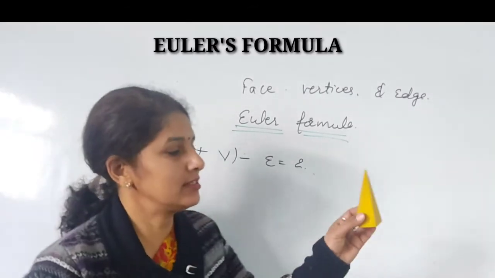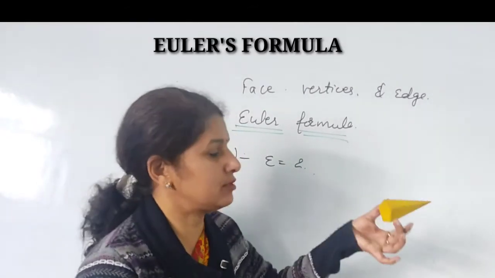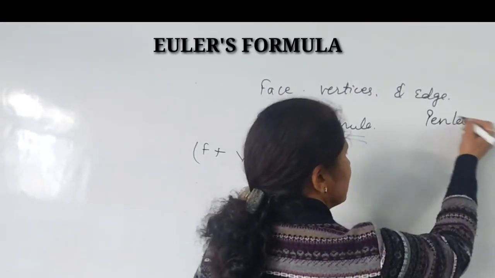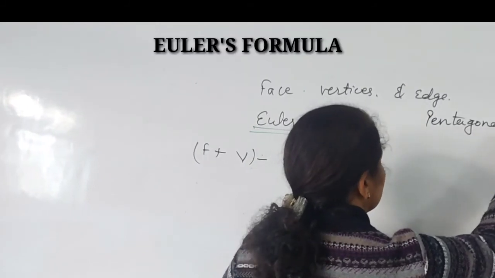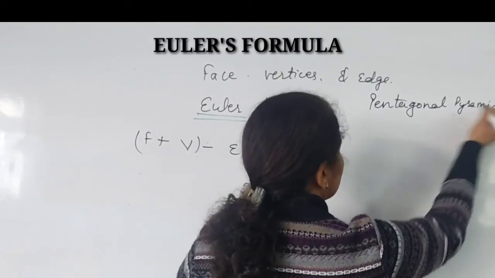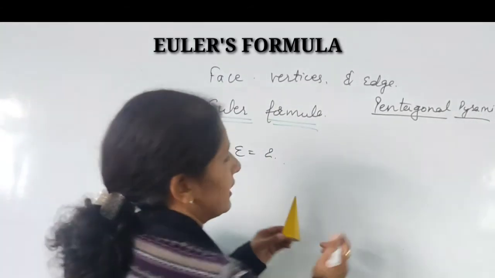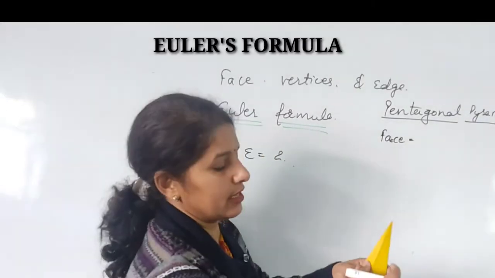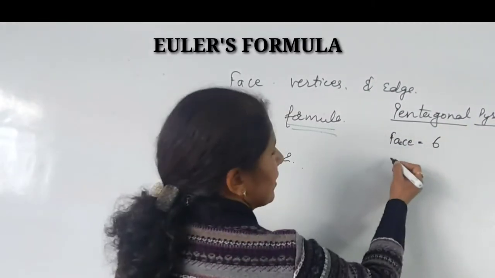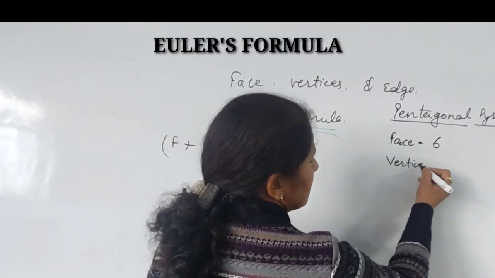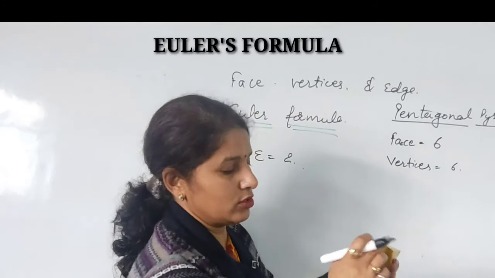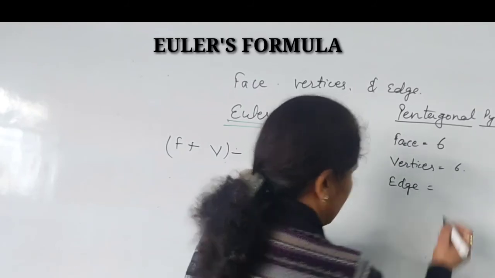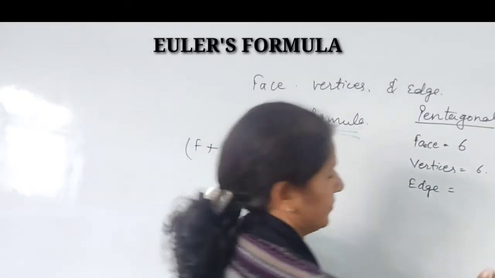Now, as we discussed the faces, vertices and edges of this figure, first of all we will write them down. How many faces is it having? 6 faces. And now vertices: 6 vertices, 1, 2, 3, 4, 5, 6. And edges: it has 10.